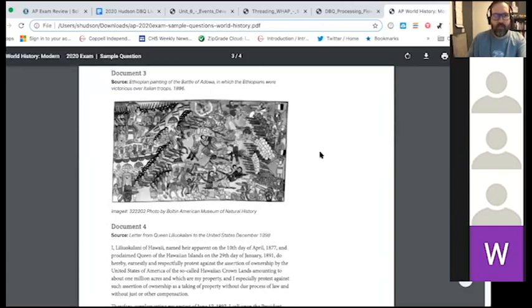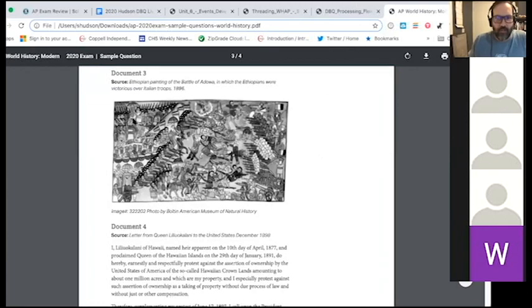All right, document 3, Ethiopian painting of the Battle of Adwa, in which the Ethiopians were victorious over Italian troops. Hey, this looks familiar. I would love it if an image we actually looked at in class showed up on the AP exam. I would feel like such a decent teacher if that happened.